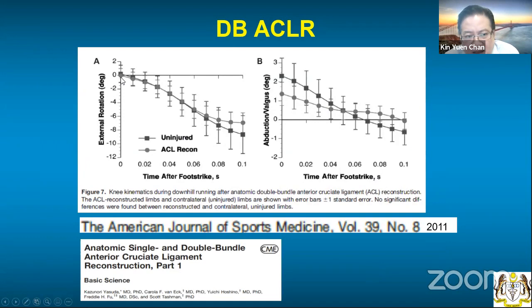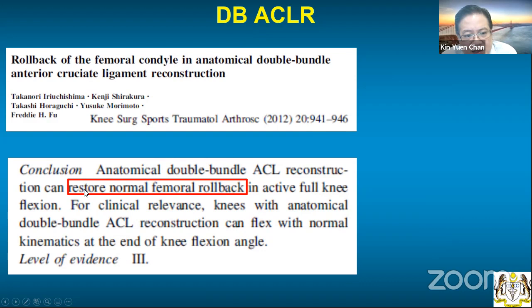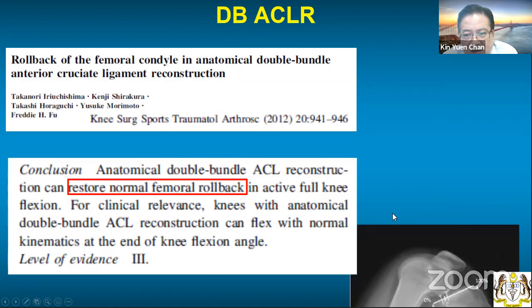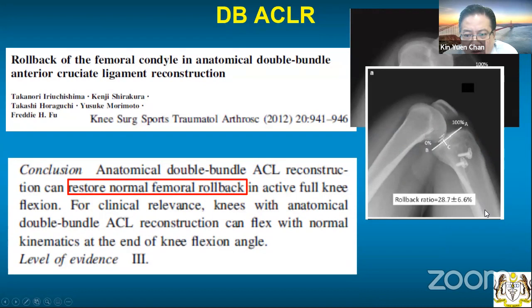And kinematics-wise, again, it also matches the native ACL more when a double bundle is reconstructed in knees that are ACL deficient. And more recently, anatomical rollback is also something that is probably quite important in this part of the world, particularly where there are a lot of people who kneel and squat. So it shows that the double bundle allows a more normal femoral rollback, which is important for squatting and kneeling culturally, which is a common thing here. And it is measured based on the distance differences in the markers here and plotted on a graph.